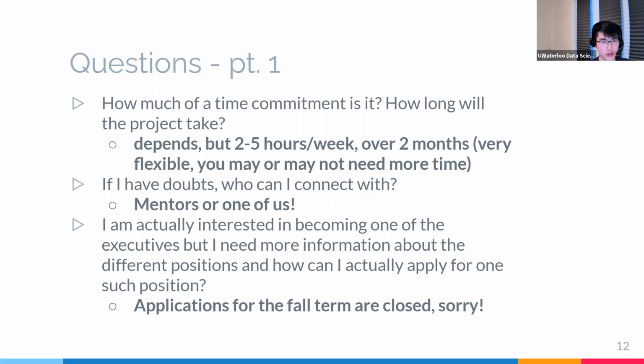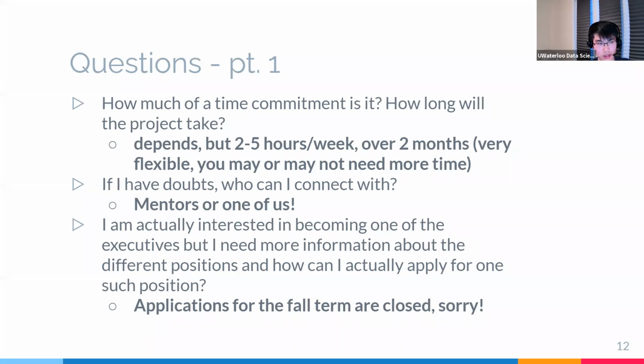It also depends on the size of your group, but we're thinking roughly 2 to 5 hours a week over 2 months. It's a lot of time. It's going to be 6, 7 weeks. So you have a lot of time to work on this, right? Basically it's up to you, but we think this should be around the ballpark of what is necessary to at least achieve something.